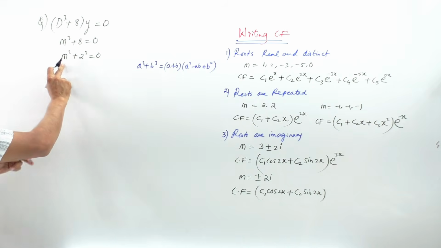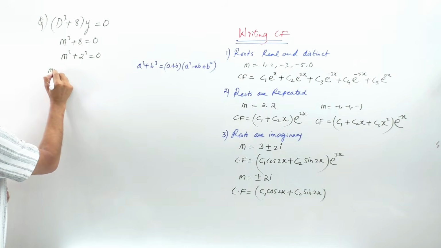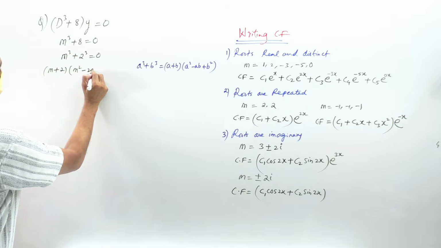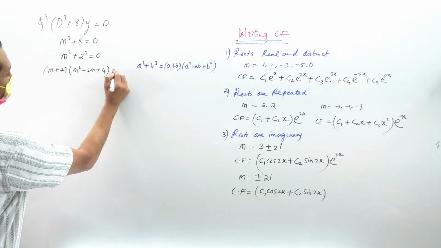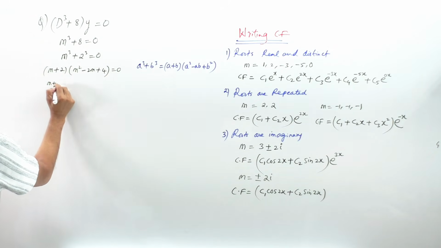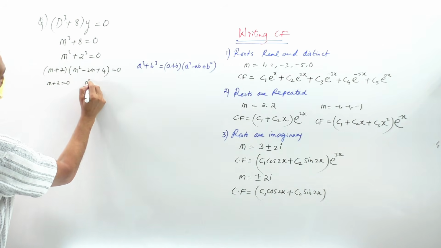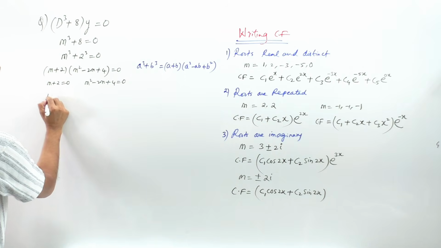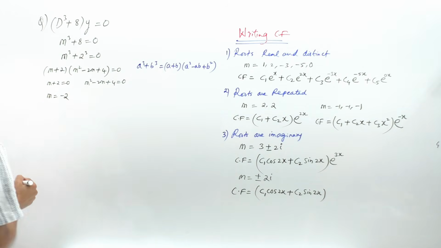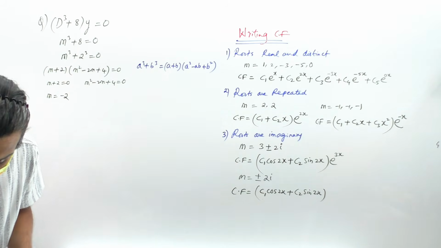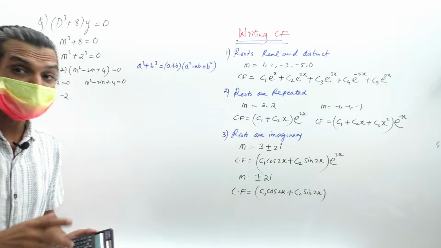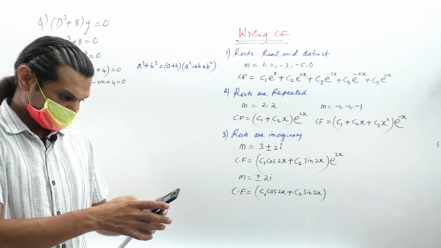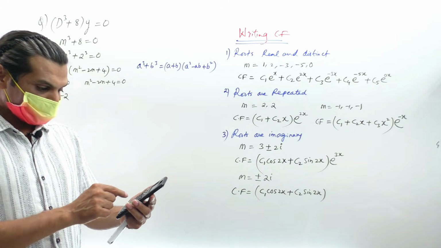Say m cube plus 2 cube, a cube plus b cube, a plus b, so m plus 2 into m square minus 2m plus 4 is equal to 0. So, m plus 2 is equal to 0 and again m square minus 2m plus 4 is equal to 0. So, m plus 2 is 0 means m is equal to minus 2. Again m square minus 2m plus 4 is equal to 0, you can use the calculator now. You find it is the same thing.